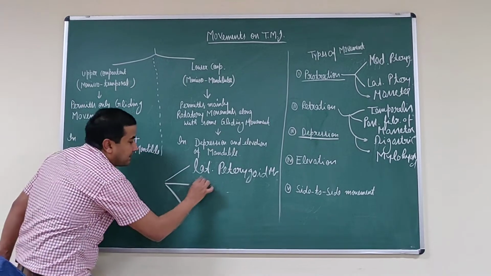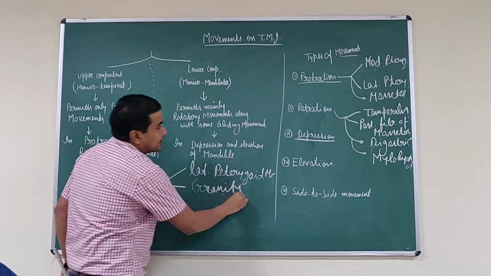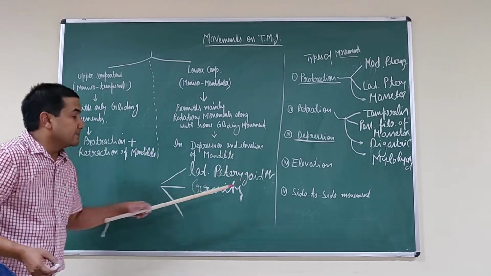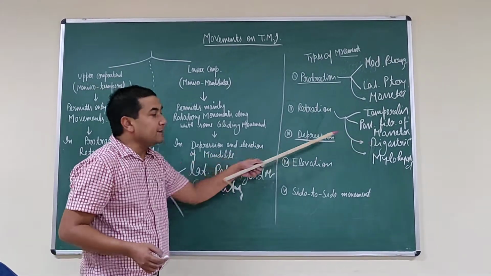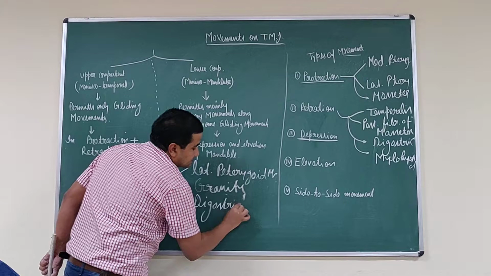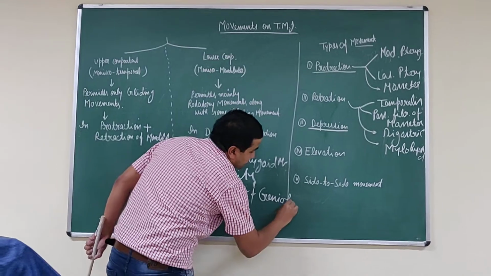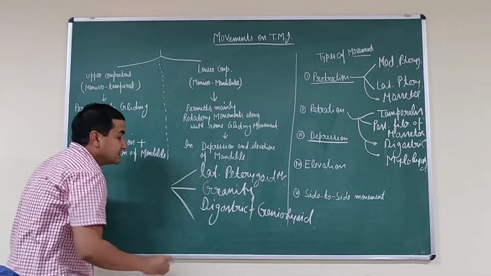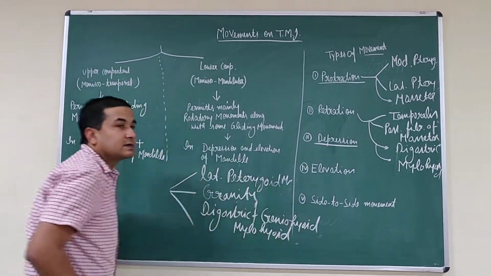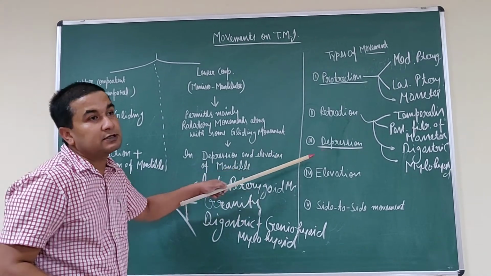This depression is assisted by the gravitational force. Gravity also assists in the depression. Now the forceful depression. The suprahyoid muscles help in the depression of the mandible, that is the digastric, plus the geniohyoid and the mylohyoid muscles. These three muscles assist the lateral pterygoid muscles in the forceful depression of the mandible to open the mouth.